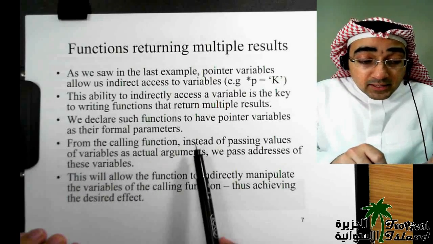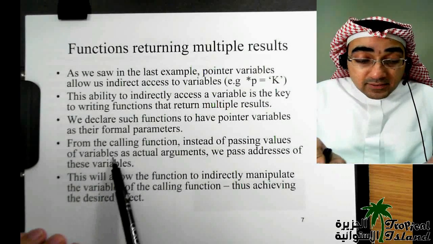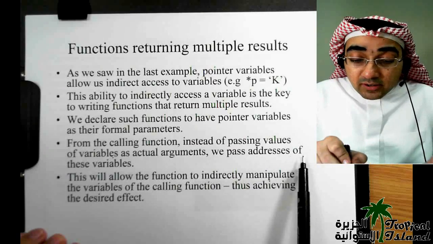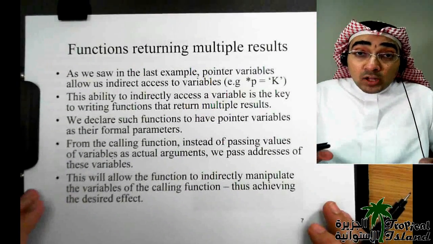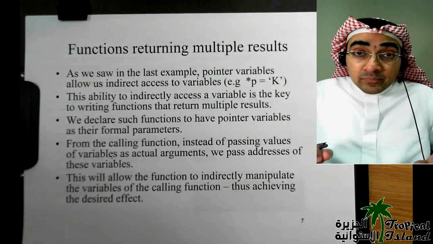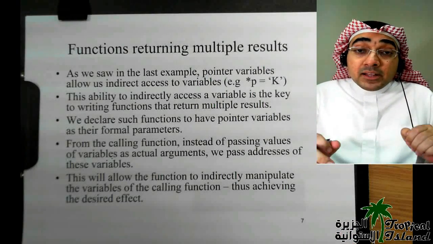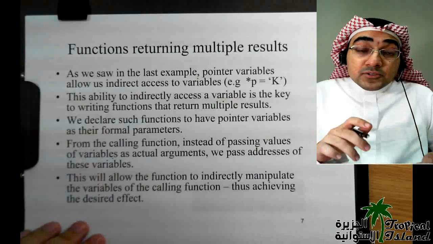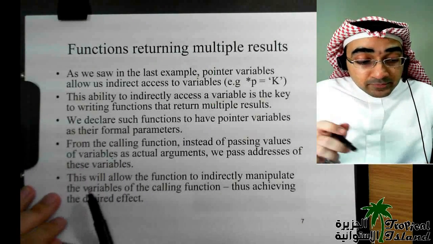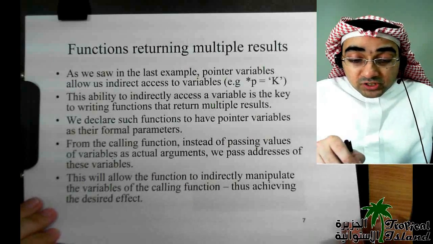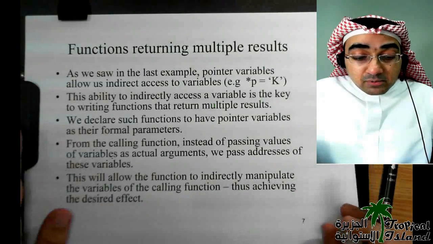From the calling function, instead of passing the value of the variables as an actual argument, we pass the address of these variables. So when you are calling the function and you want to pass the value, instead of passing the value of the variable, just pass the address of the variable so that the pointer can point at it and then you can access it and change it. This will allow the function to indirectly manipulate the variables of the calling function.